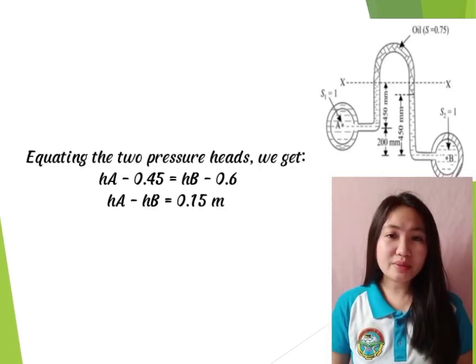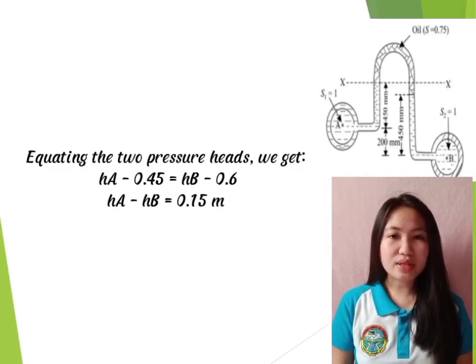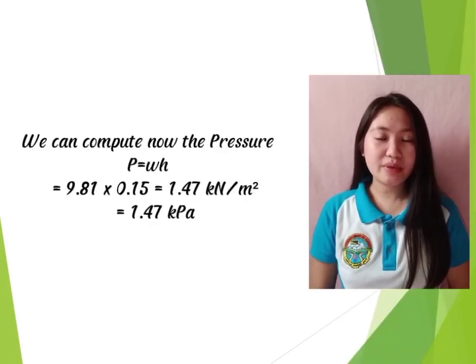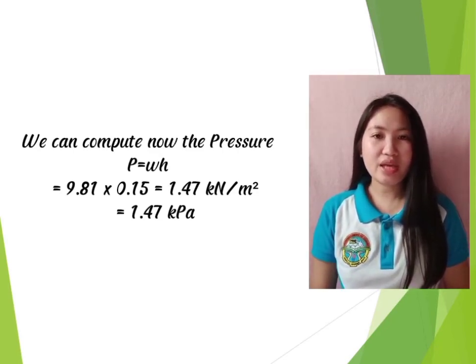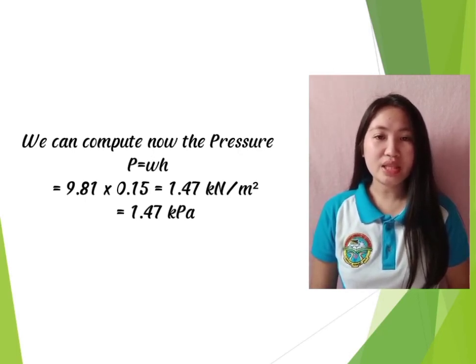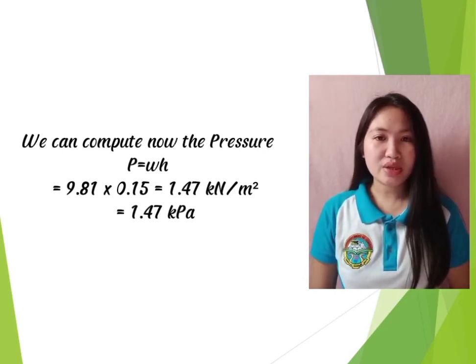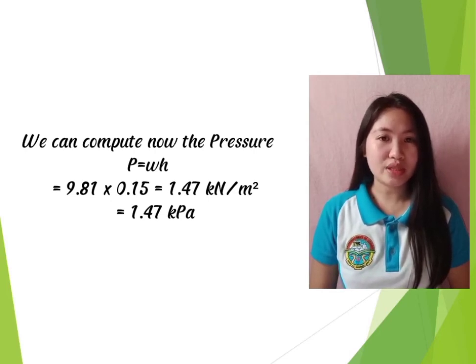We will now determine the pressure difference. HA minus HB is equal to 0.15 meter. Now, using the relation P is equal to W times H, where W is the weight density of water and H is the difference of 2 points. Weight density of water is 9.81 kilonewton per cubic meter. So, 9.81 times 0.15 is equal to 1.47 kilonewton per square meter or 1.47 kilopascal.